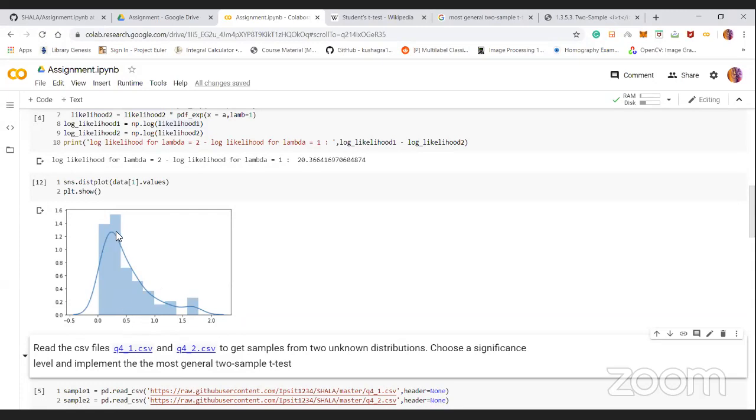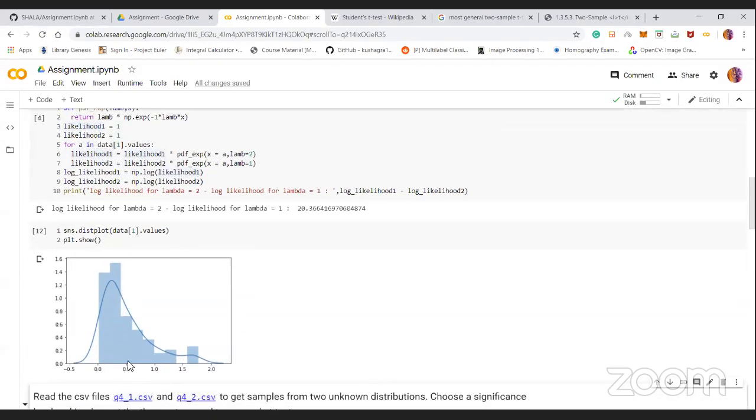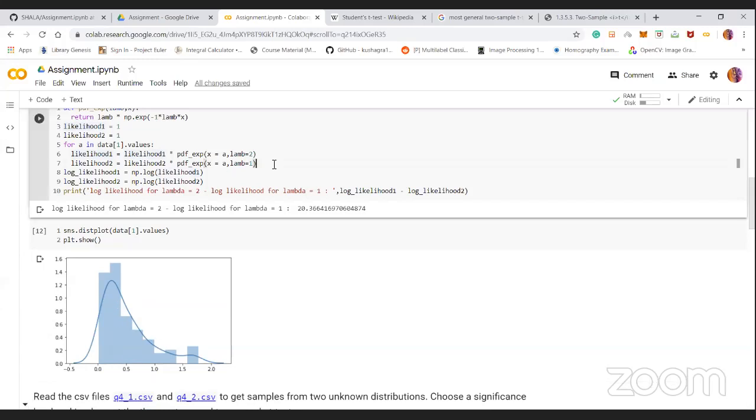As you can see, the mean is closer to 0.5 as compared to 1. So by that you can tell that lambda equal to 2 is the better choice for this sample.